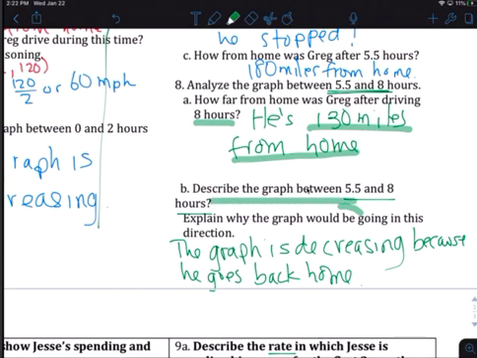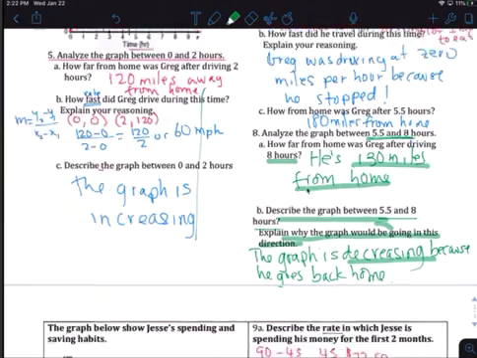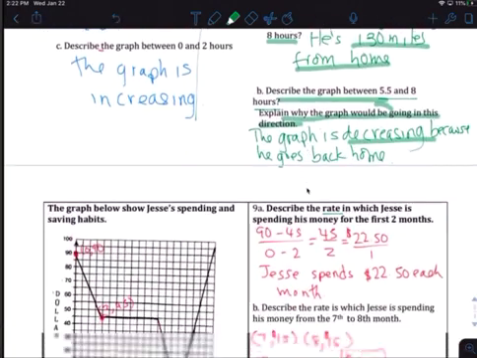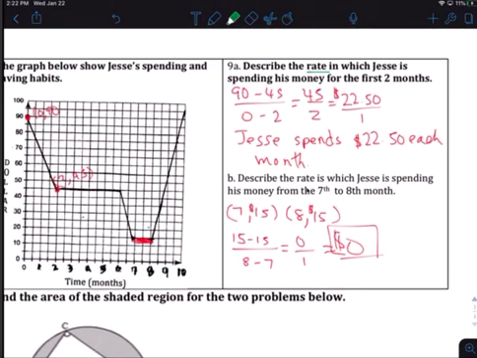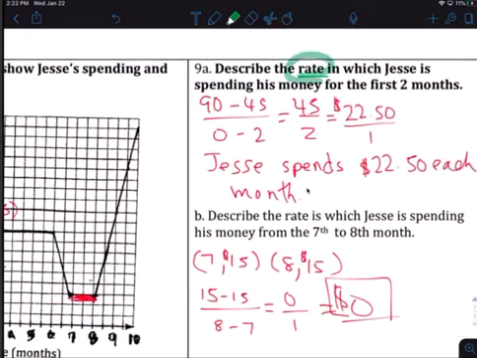Describe the graph. So why would it be going in this direction? The graph is decreasing because he's going back home, okay? In some class we finished number 9. Okay, you do the same. Describe the rate. Rate, remember, anytime you do that, it's y sub 2 minus y sub 1 over x sub 2 minus x sub 1.